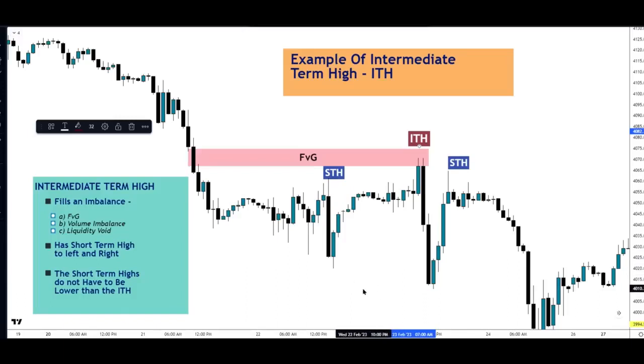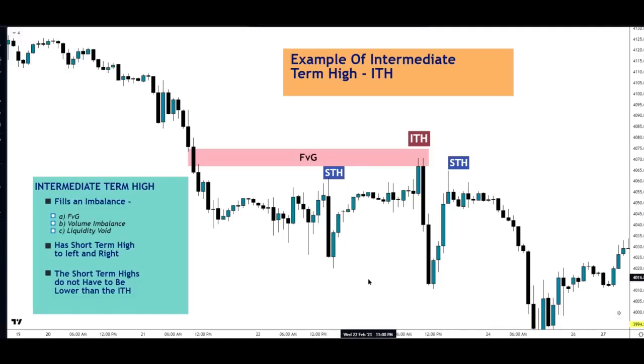The second definition is that it has a short-term high to the left and right. That's why I taught you guys short-term highs first. So you have a failure swing here, then it comes up, fills an imbalance, drops back down, and then here is the failure swing. So this is where the ITOB that I taught in the last video would be. It would be here in a lower time frame. So the short-term highs do not have to be lower than the ITH. I know that's confusing, but that's the way ICT teaches it.